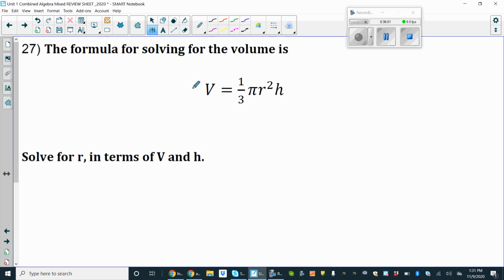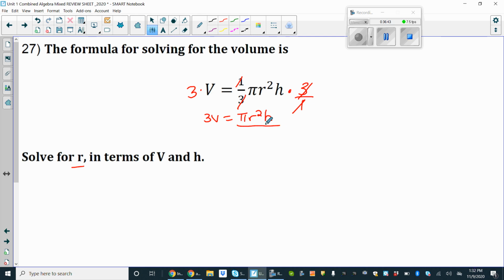For the next one, we have the formula for solving for the volume: V equals 1/3 pi r squared h. We have to solve for r in terms of V and h. So our first step is to get rid of this fraction. And remember, to get rid of a fraction that's attached to everything by multiplication, you multiply by its reciprocal. In one step, you get rid of the whole fraction because the 3's cancel out and the 1's. And what you do to one side, you do to the other. So now you have 3V equals pi r squared h. R squared is right here. It's attached to the pi and the h by multiplication.